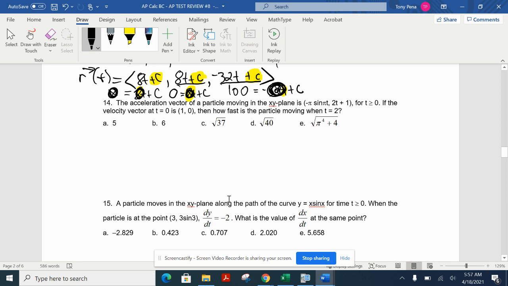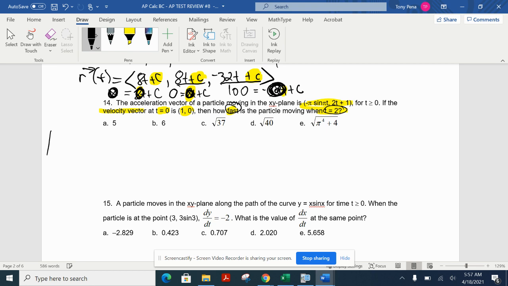This one says the acceleration of a vector moving in the xy plane is given by this. So that's our acceleration vector. And then they're giving you that at time 0, our velocity vector would be 1, 0. Then they're asking how fast it's going. So ultimately, at time 2, what they're looking for is our speed at time 2, right? How fast are we going at 2?